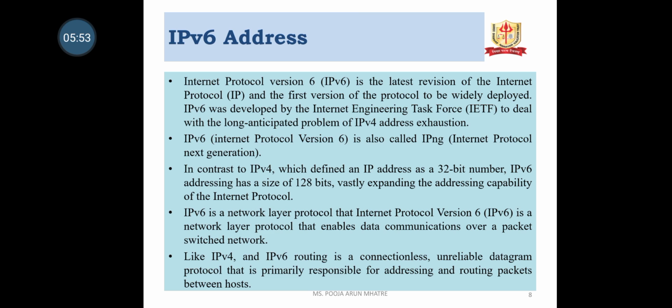IPv6 is an internet layer protocol. Internet Protocol version 6 is a network layer protocol that enables data communication over a packet switched network. Like IPv4, IPv6 routing is a connectionless, unreliable datagram protocol that is primarily responsible for the addressing and routing of packets between hosts.